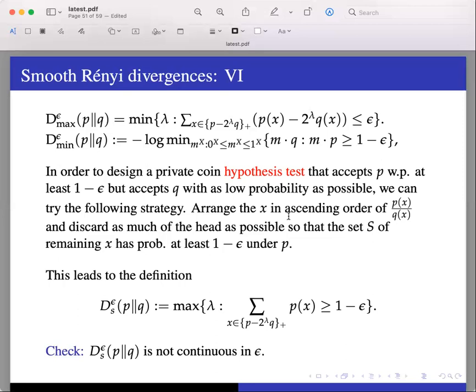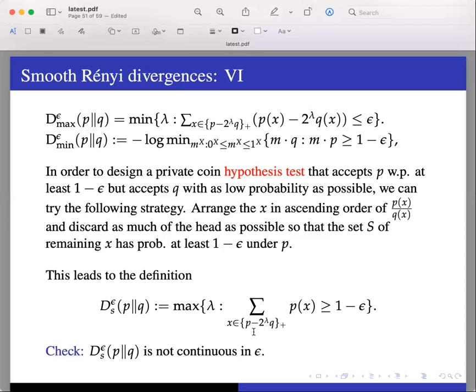The head is those X's where the ratio Px by Qx is too large. So we will discard as much of the head as possible so that the set S of the remaining X has probability at least 1 minus epsilon under P. Okay, so this leads to this definition.